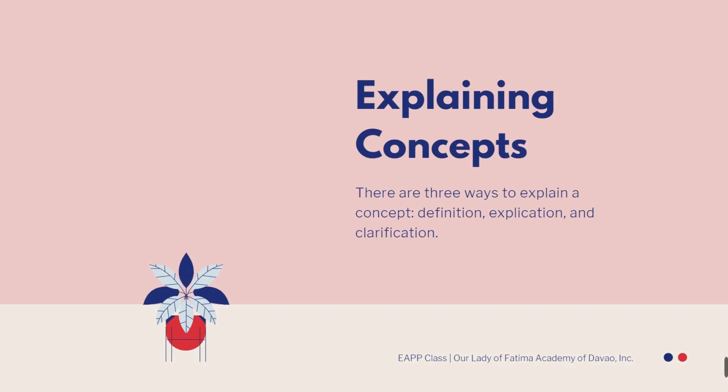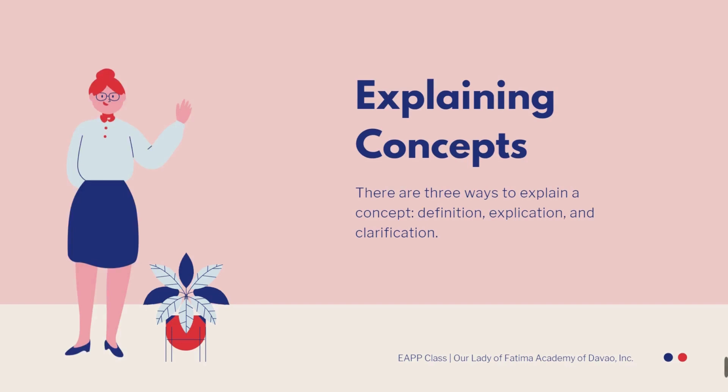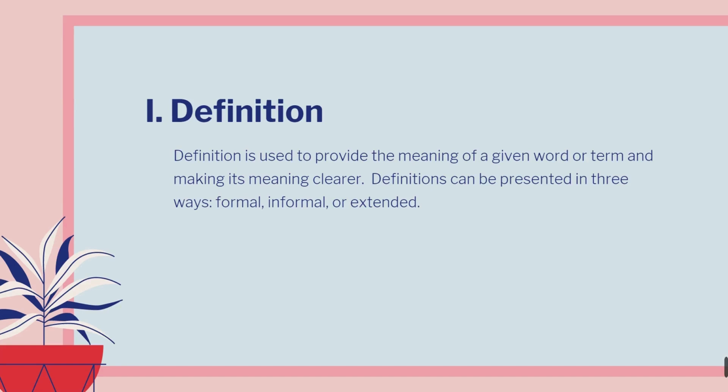Now let's proceed to explaining concepts. Class, there are three ways to explain a concept, namely definition, explication, and clarification. Let's start with definition. Definition is used to provide the meaning of a given word or term and make its meaning clearer. Definitions can be presented in three ways: formal, informal, or extended.